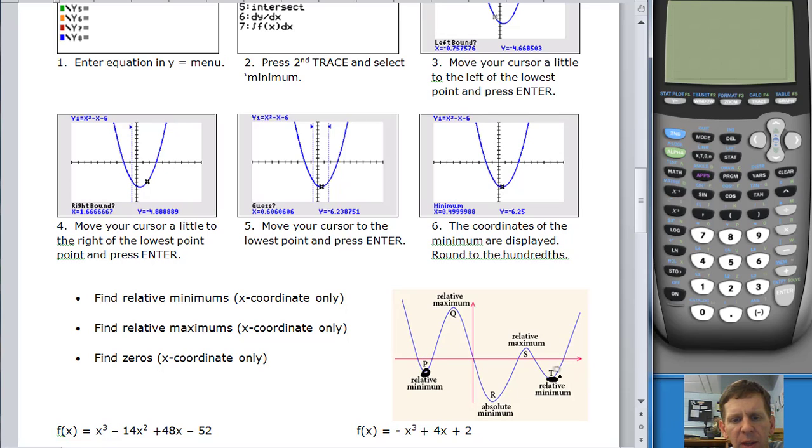We have one here. We have an absolute minimum here. That's the absolute lowest point the graph gets. Those are considered relative minimum points. If it's the lowest point, you can call it an absolute minimum, but it's still a relative minimum also.